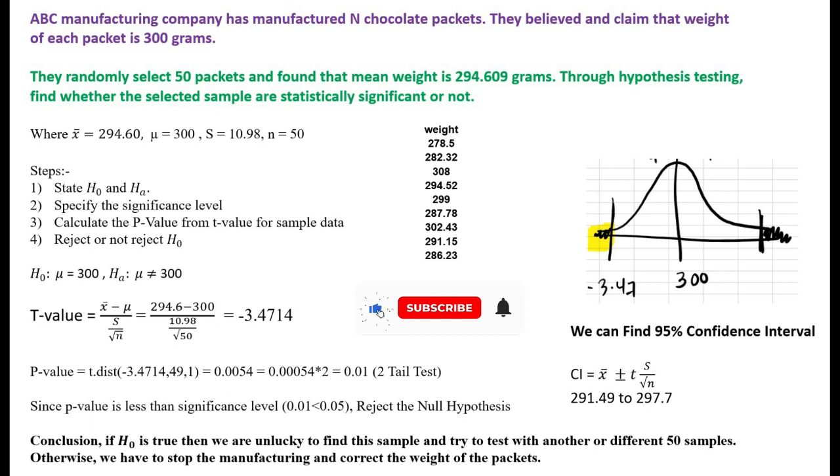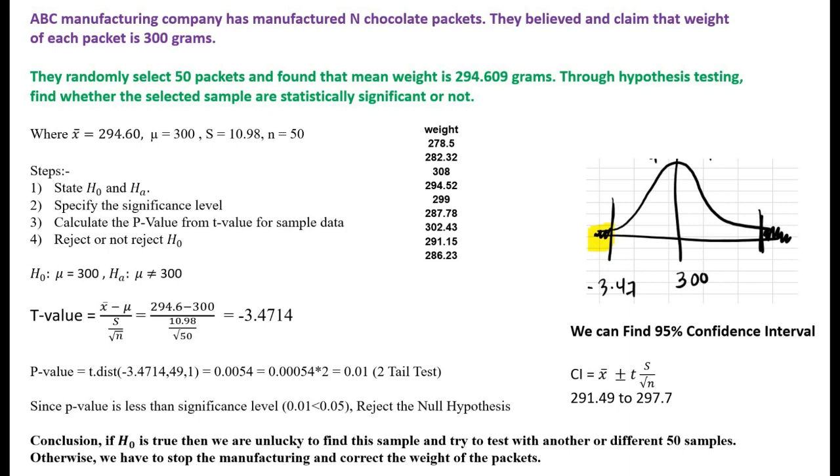So every day they manufacture thousands of chocolate packets, and they believe and claim that the weight of each chocolate packet is 300 grams. So the question is, how to check, test or validate whether their belief and claim is correct or not, whether they are really manufacturing packets which have a weight of 300 grams.